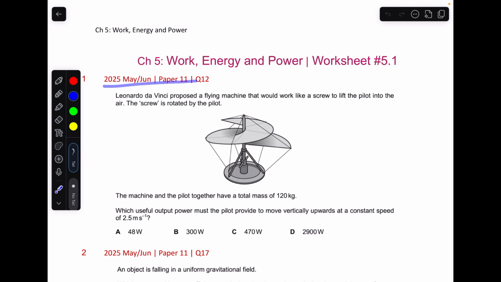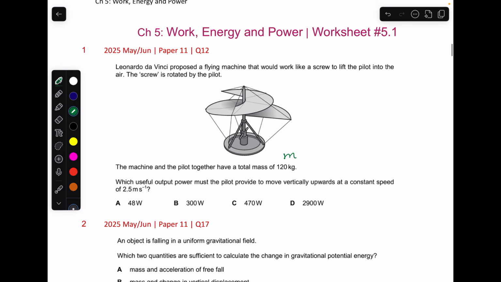In question 1, they're telling us there is a proposed flying machine that would work like a screw to lift the pilot into the air. This is the machine they are talking about. The screw is rotated by the pilot. The machine and the pilot together have a mass of 120 kg. So we have the mass. What useful output power must the pilot provide to move vertically upward at a constant speed of this?